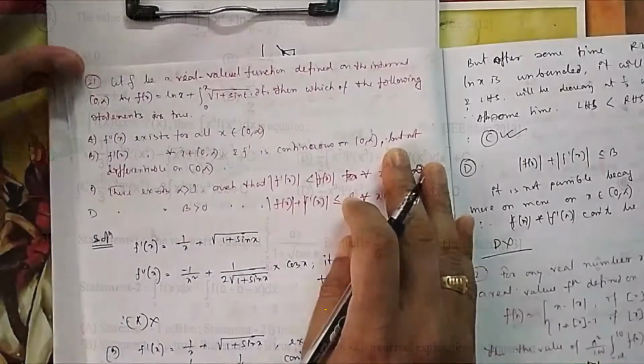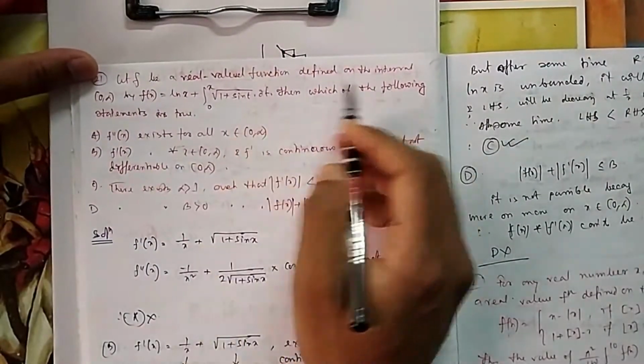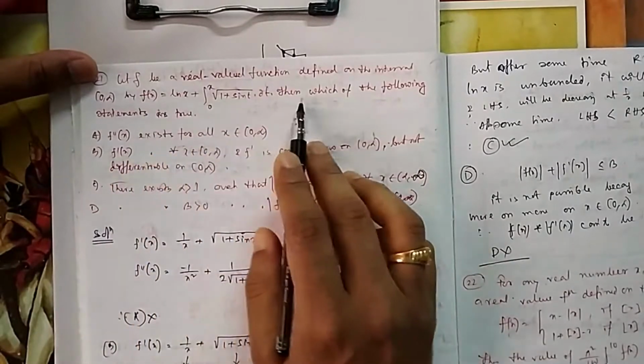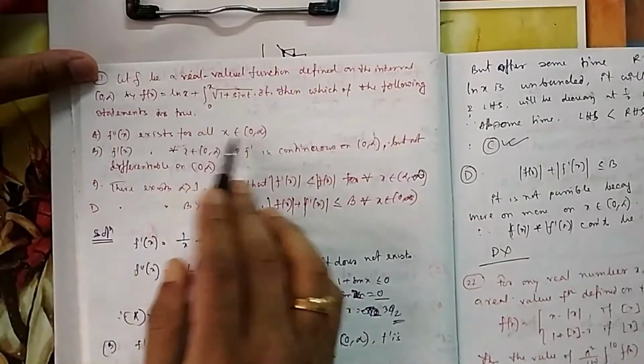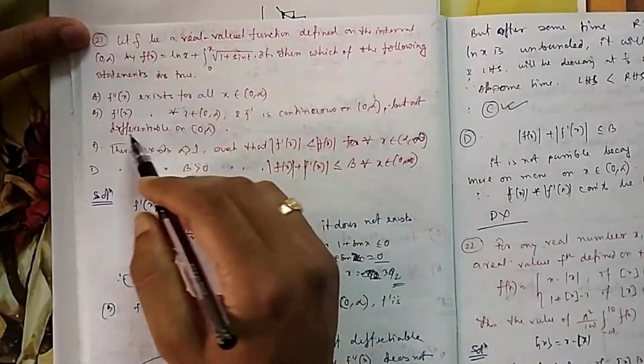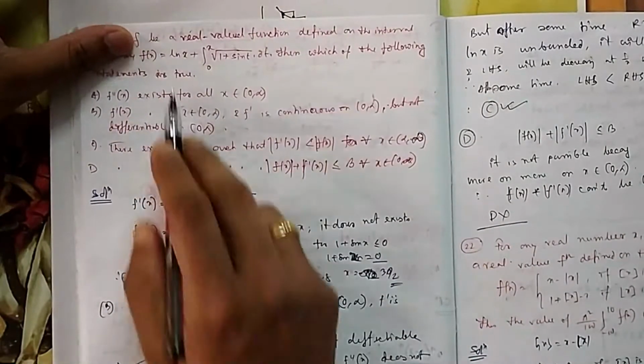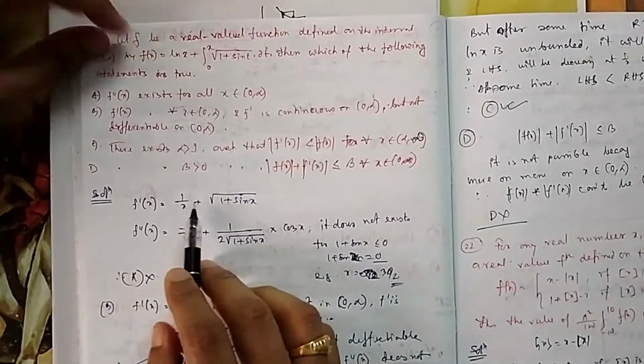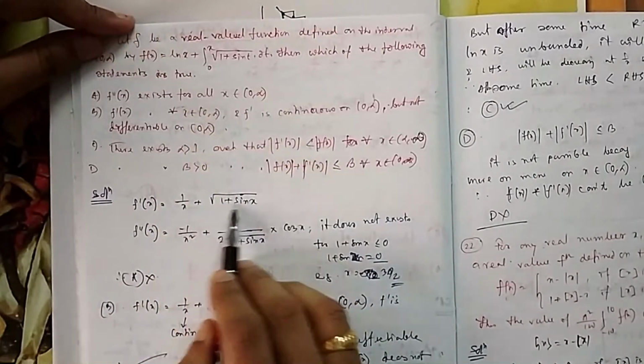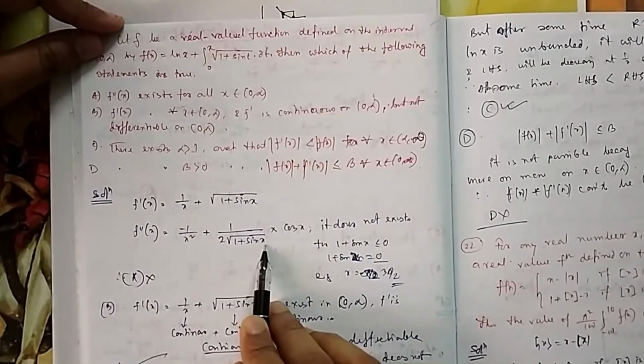Next, if you come to 21, let f be a real valued function defined on the interval, f(x) equal to this. Which of the following statements is true? They are asking whether f dash or f double dash exist or not. For that you need to find f(x). If you differentiate this one, this is 1 by x, and this is Leibniz theorem. If you double differentiate it, it is of this fashion.